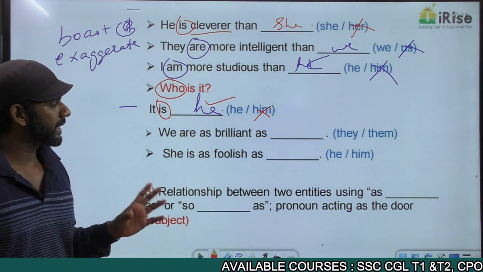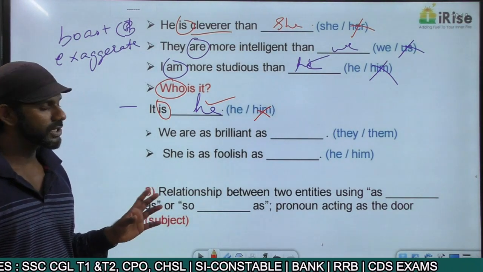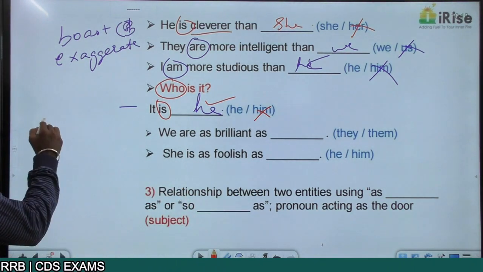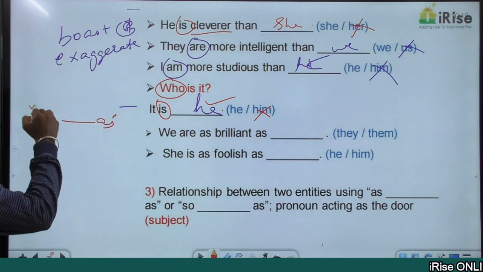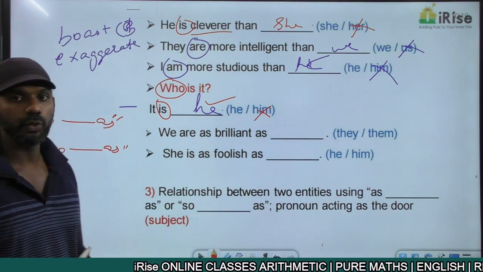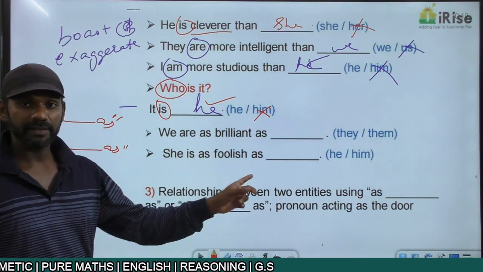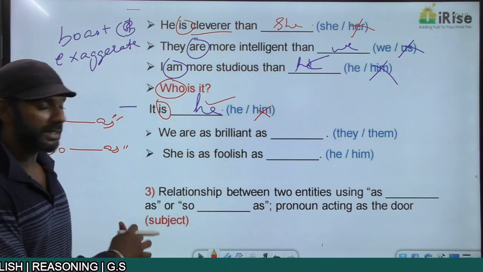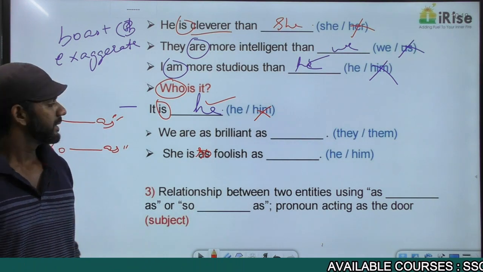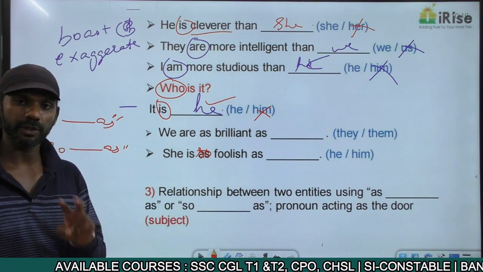We are as brilliant as dash. Options are they, them. She is so foolish as dash. The options are he, him. Now listen. We use "as dash as" and "so dash as" to draw a relationship between two entities. "As dash as" means as brilliant as; "so dash as" means so foolish as. As I said, "as dash as" and "so dash as" are used to draw a relationship between two entities.